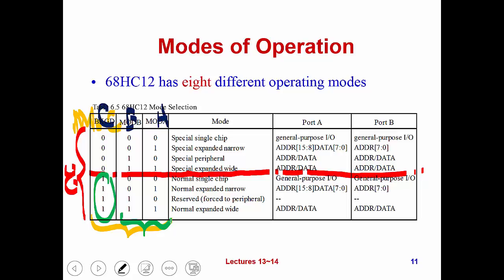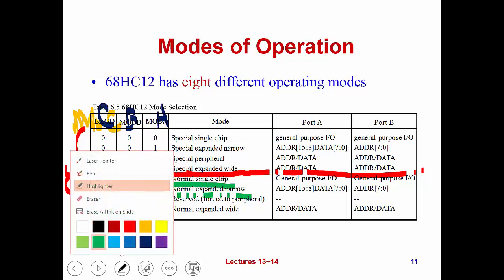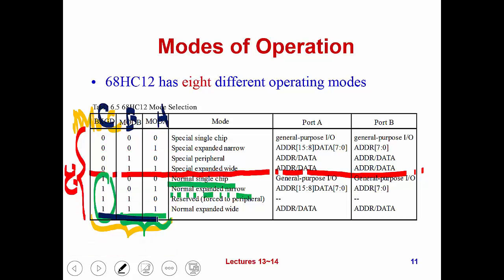Let's talk a little more about the normal mode. When these pins are 1, 0, 0, we have normal single chip mode. Then 1, 0, 1, we configure into normal expanded narrow mode. Then 1, 1, 0 is reserved, it's not used. And when we configure to 1, 1, 1, we run normal expanded wide mode. So we have normal expanded narrow mode and normal expanded wide mode.